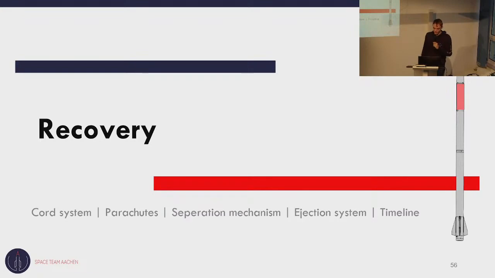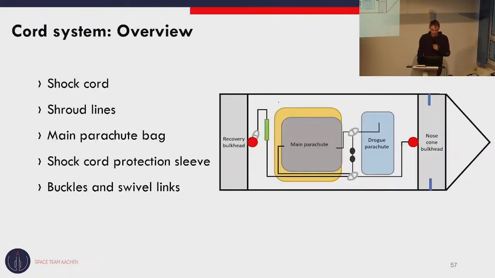Hi, my name is Florian, and I'm from the Aquila recovery team, and I'm going to talk about the recovery system of our rocket. So what is a recovery system? Maybe you heard it in the beginning when Tobias talked about it, but boiled down, it's everything that enables the vehicle to touch down safely after it's reached the apogee. In our case, it consists of 2 parachutes, a smaller drogue parachute and a big main parachute.